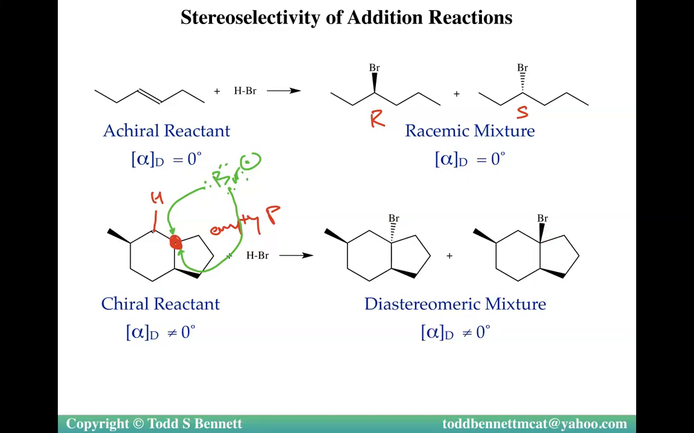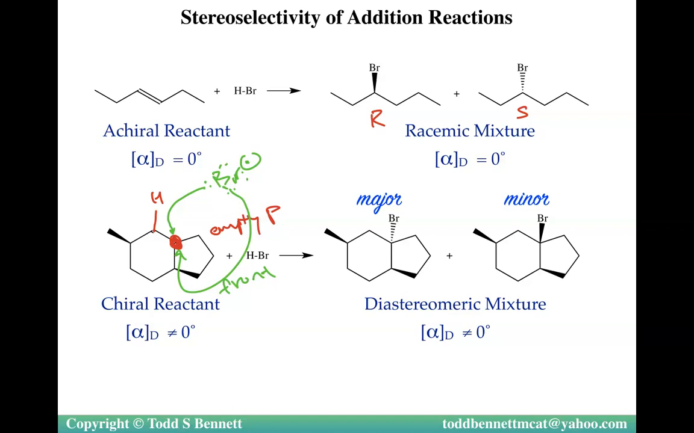So major, because it's easier to come in from behind. Minor, because it's harder to come in from in front. So major, minor. I should just let my beautiful drawings do it. The front led to the minor, and the back led to the major. So this is so-called stereoselectivity. This is really hard to grasp at first. So hang in there, bear with it.